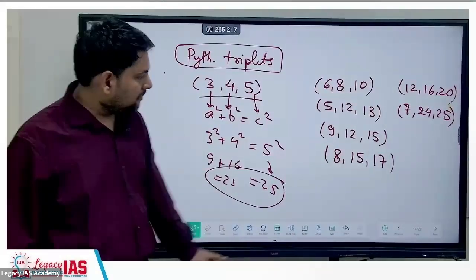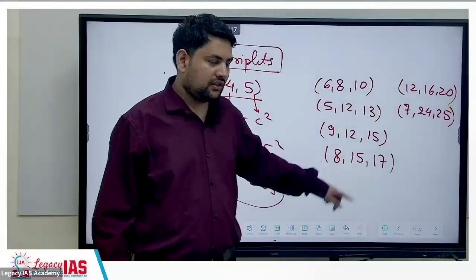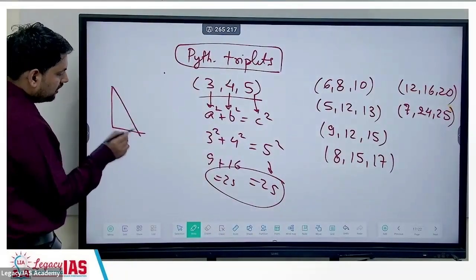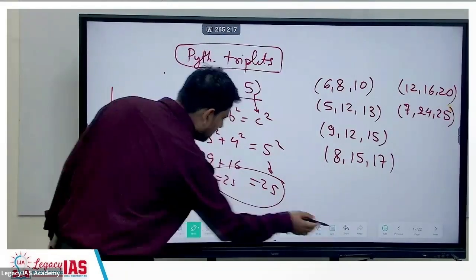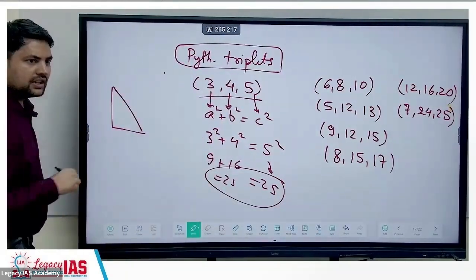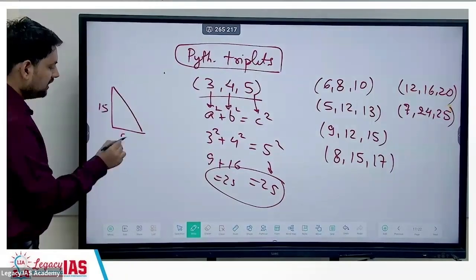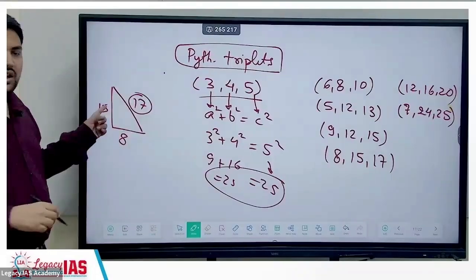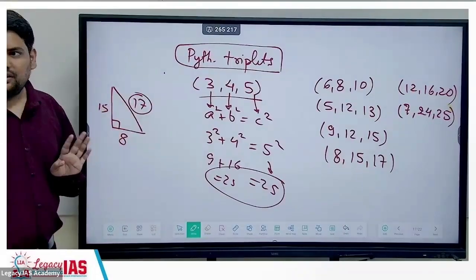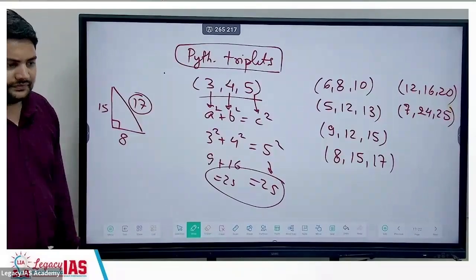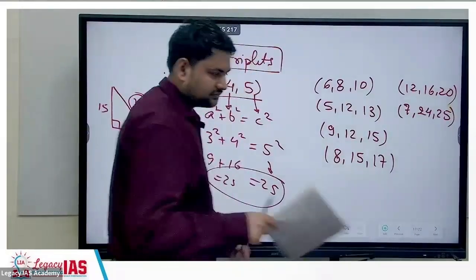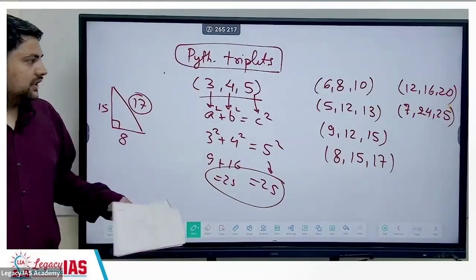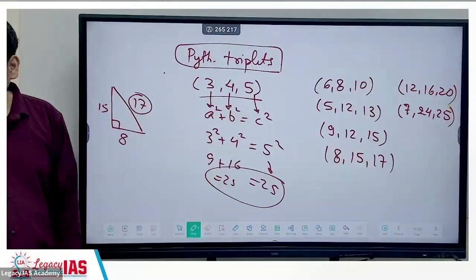So if you see this side is 15, this side is 8, then you need not calculate it by adding their squares. If you see this is 15 and this is 8, you directly know that this would be 17 because it is a right angled triangle. That is why we'll learn some of them. Any issue in this? No. Shall we go on?